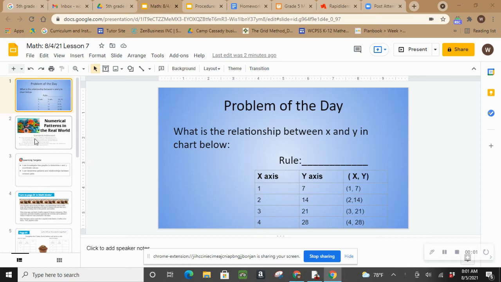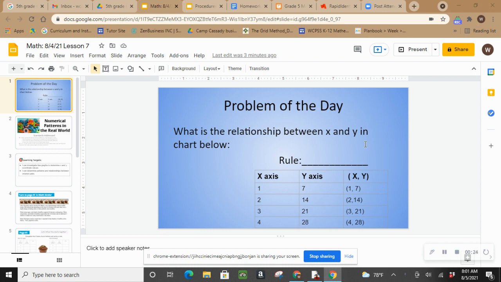Right, good morning. So we're going to start off with the problem of the day. What is the relationship between X and Y in the chart below? Yesterday we talked all about relationship, and rule just means the same thing as a relationship. So I want you to tell me from 1 to 7, 2 to 14, 3 to 21, 4 to 28.